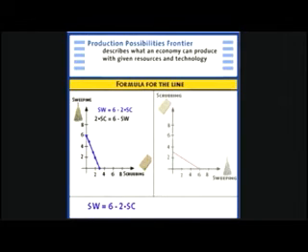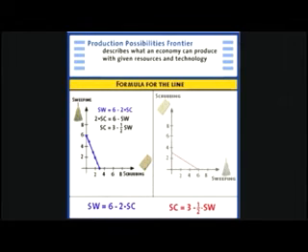Then let's divide both sides by 2, and I get scrubbing is equal to 3 minus 1/2 sweeping. There you have it. The production possibilities frontier can be written either way, in terms of sweeping or in terms of scrubbing. This is the vertical intercept, the maximum amount of scrubbing, and this, -1/2, is the opportunity cost.